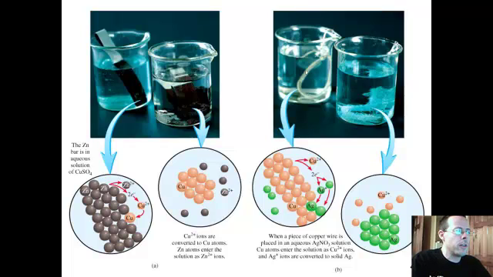Something similar happens over here if we put a piece of copper wire into some silver nitrate. Because of copper's reducing capabilities and silver's oxidizing capabilities, copper would rather be oxidized than silver. So copper goes from copper metal into copper ion, loses 2 electrons, and silver, which was an ion, plates out and becomes silver solid.